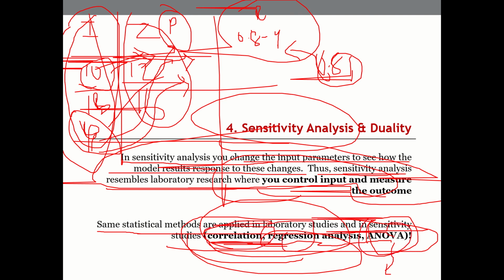ANOVA is a qualitative measure. We will also see how we do it and what the methods of constructing questions are. ANOVA is one tool we will see in, I think, the third or fourth chapter. We will discuss this.